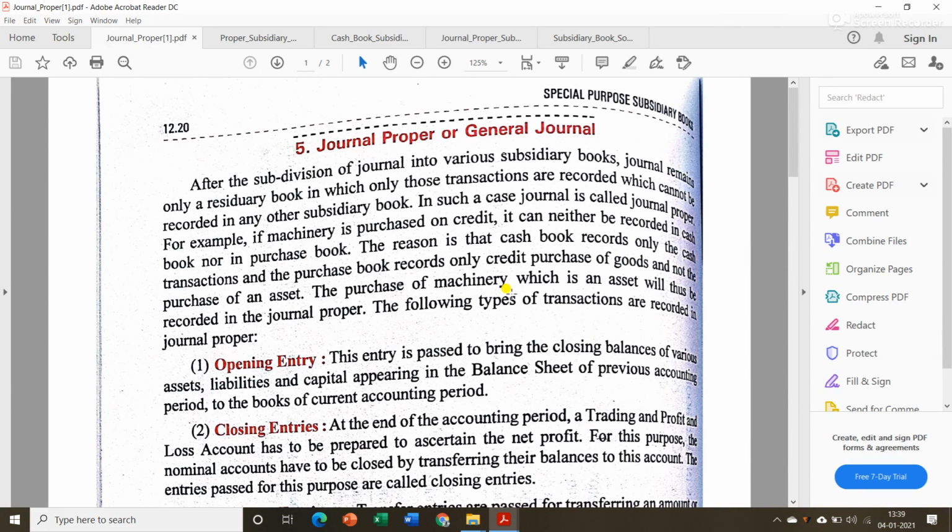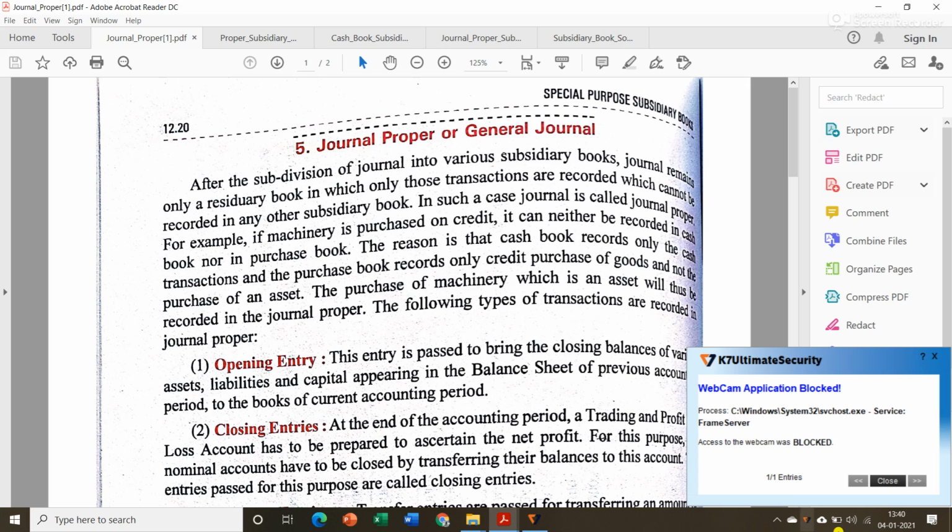Hello everyone. In this session we will be discussing the last part of special purpose subsidiary books, that is journal proper or general journal, and then we are going to look at a proper subsidiary practical question. That means in that question we will have all types of special purpose subsidiary books that we have been discussing part by part, that is purchase book, sales book and other books as well.